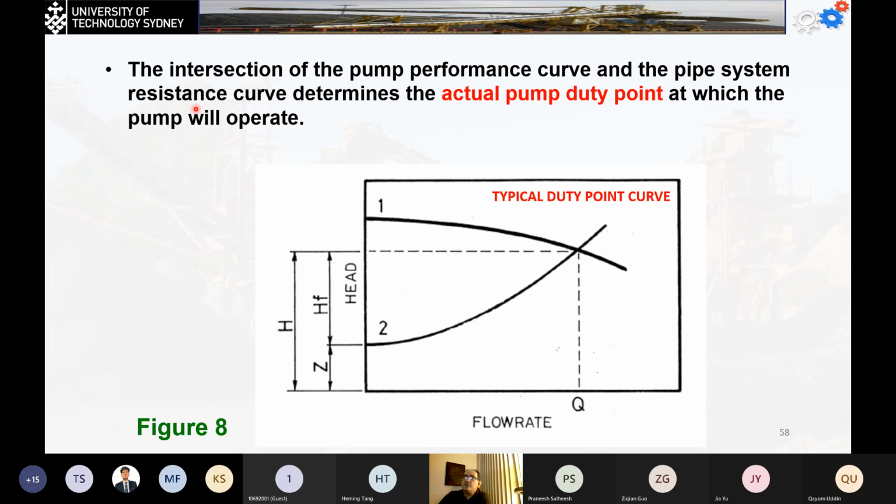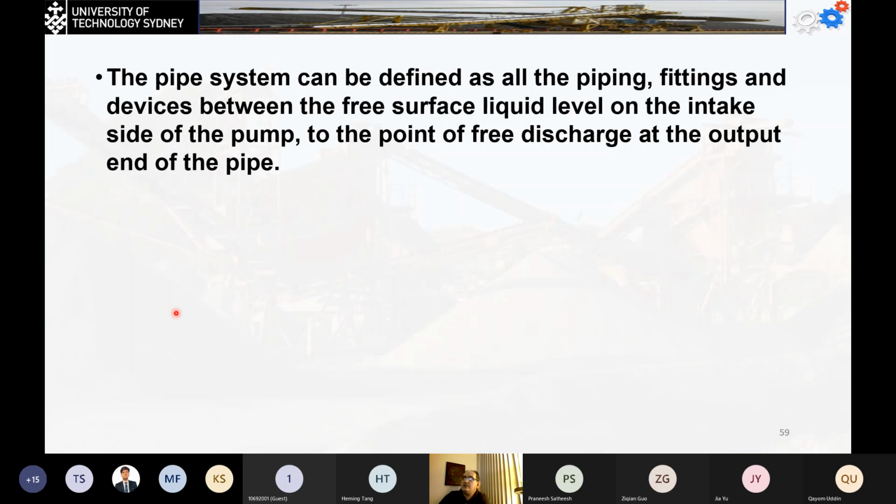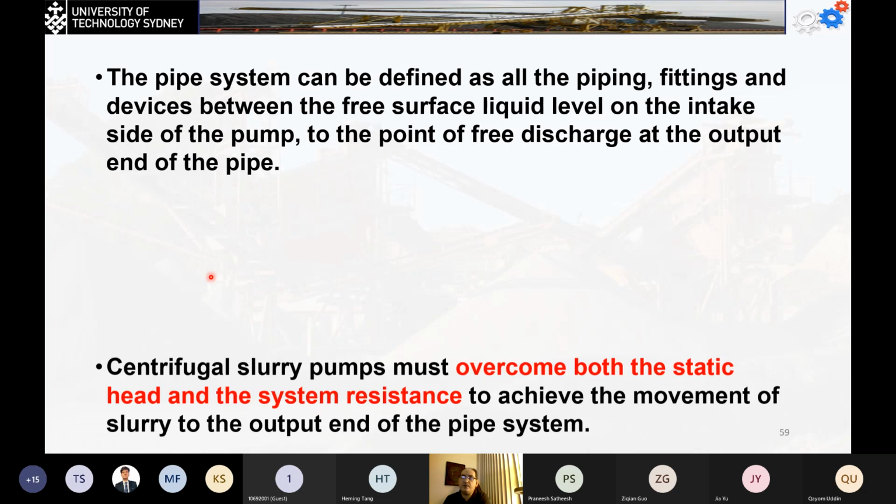The intersection of the pump performance curve and the pipe system resistance curve will determine the actual pump duty point at which the pump will be operated. So these will be the two lines, and the intersection will give me the actual pump duty head value. In general, the piping system we have for the slurry operation is defined as all piping, fittings, and devices between the free liquid surface level at the intake side and the point of free discharge at the output end of the pipe.